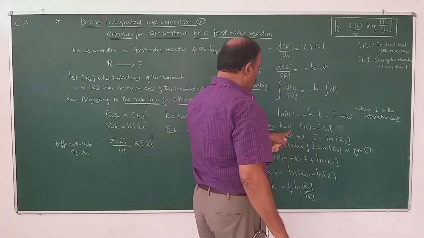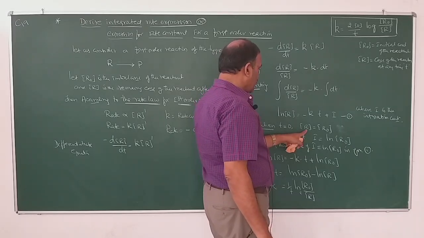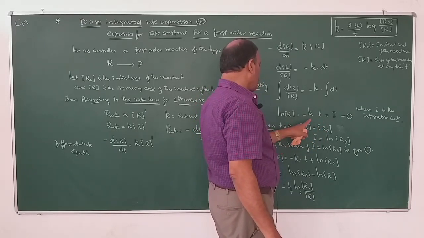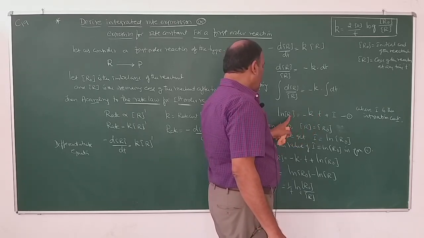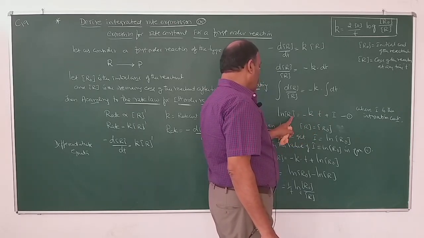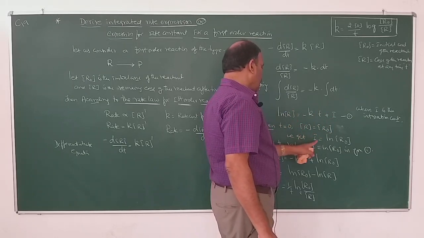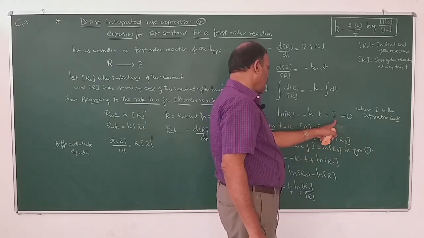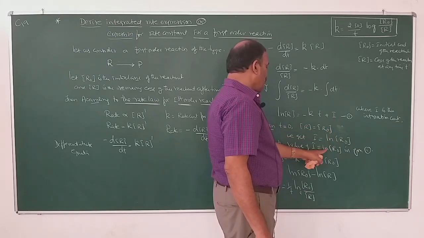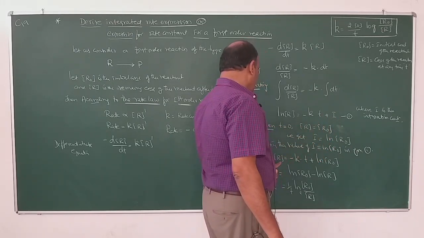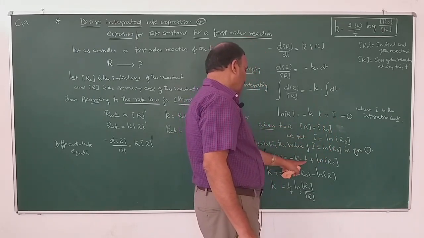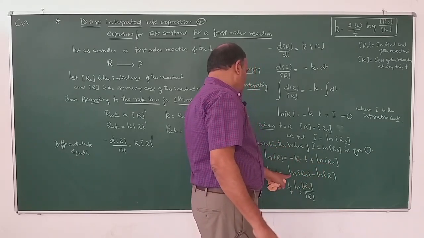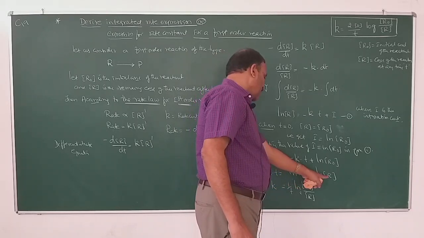To determine the value of the integration constant, you do like this. When time is equal to 0, concentration of the reactant R is equal to R0. Substituting T equals 0 and R is equal to R0, we get the value of I is equal to log R0. Substituting I equals log R0 in this equation, we will get log R is equal to minus KT plus log R0, or KT equals log R0 minus log R.